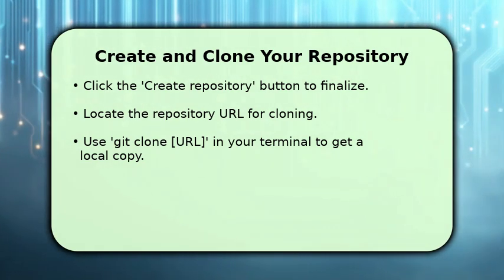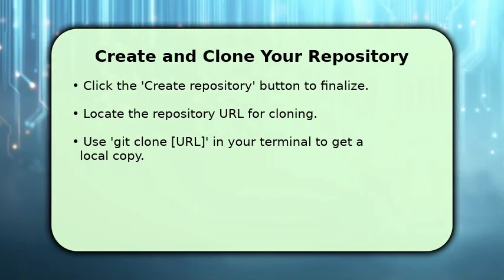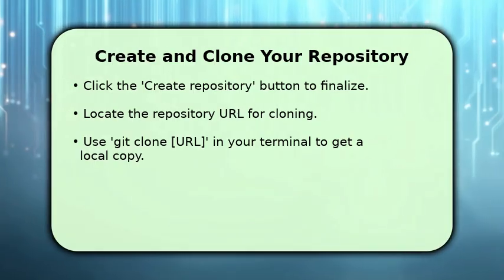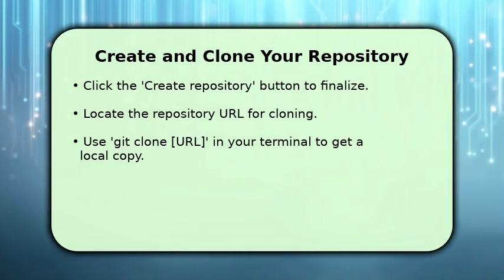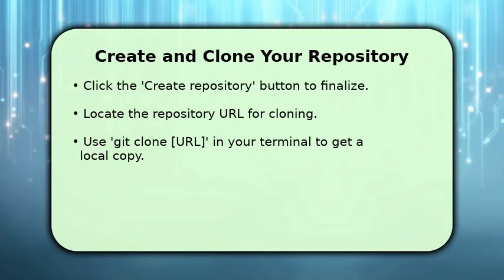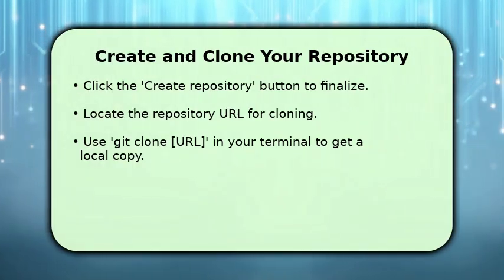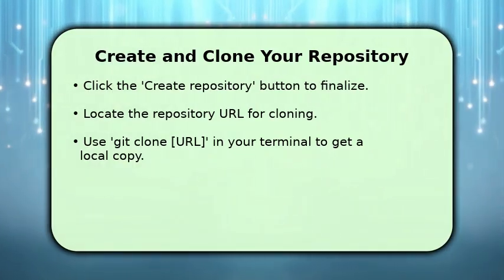To start working on your project locally, you'll need to clone it. Find the repository URL, typically a secure HTTPS link, and then open your terminal or command prompt. Use the git clone command followed by the URL to download a local copy to your machine.